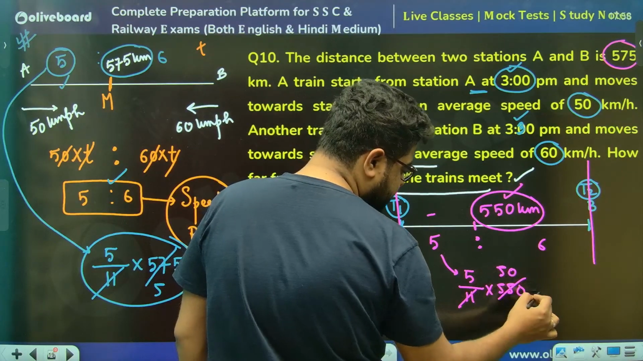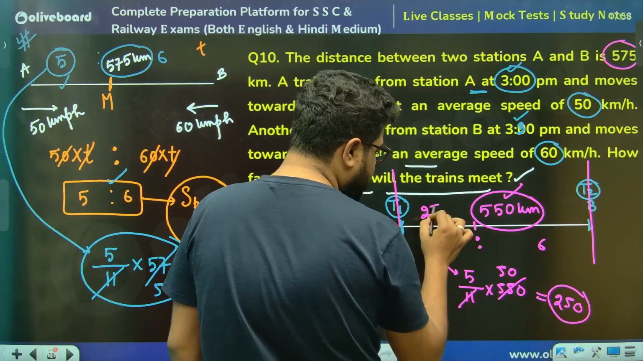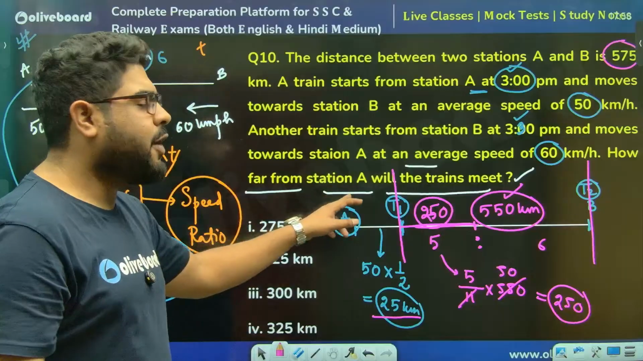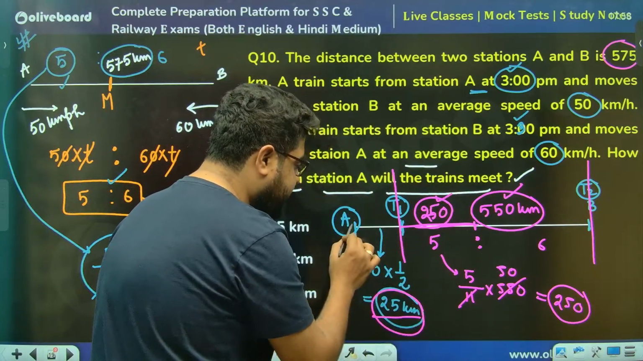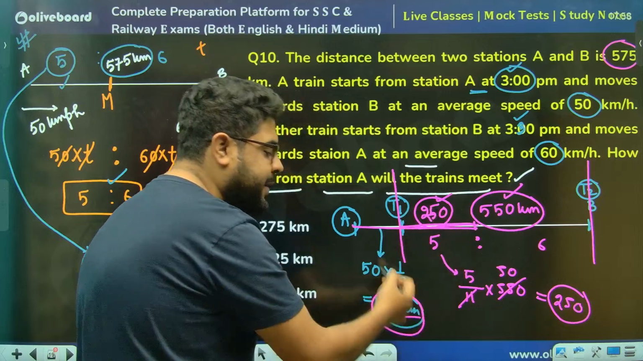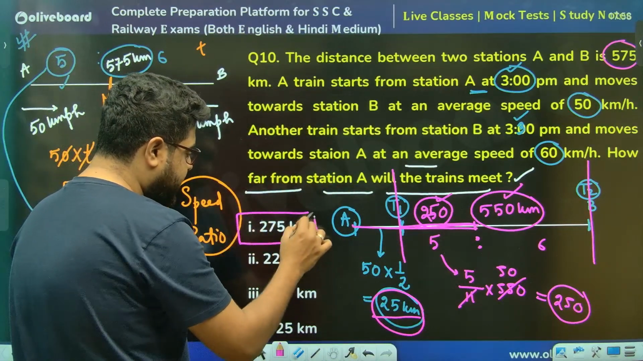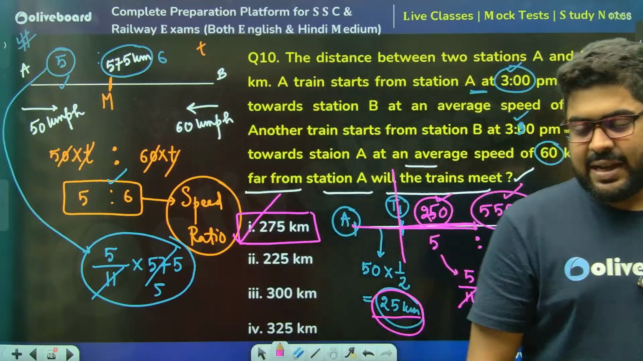Sir, 50. So this is 250 kilometers. This is, sir, your 250 kilometers, this part. Now they are asking how far from station A? Sir, 250 here, and don't forget this 25. The total distance will be 250 plus 25, which is equal to 275 kilometers. Option number 1. You are getting my point?